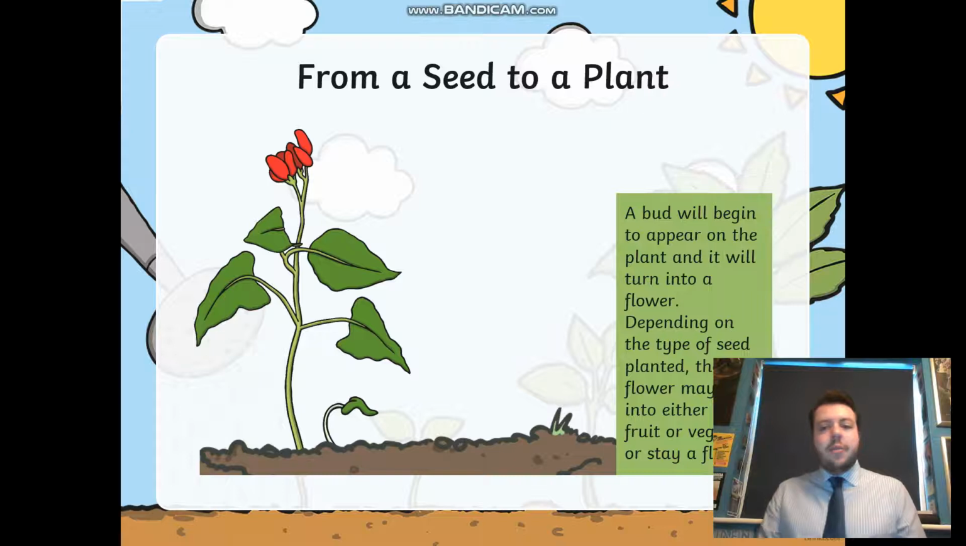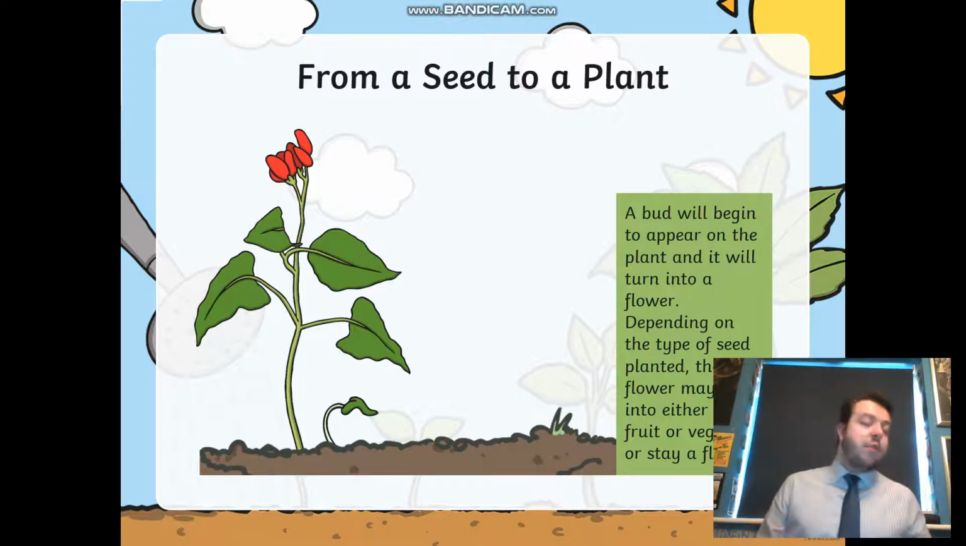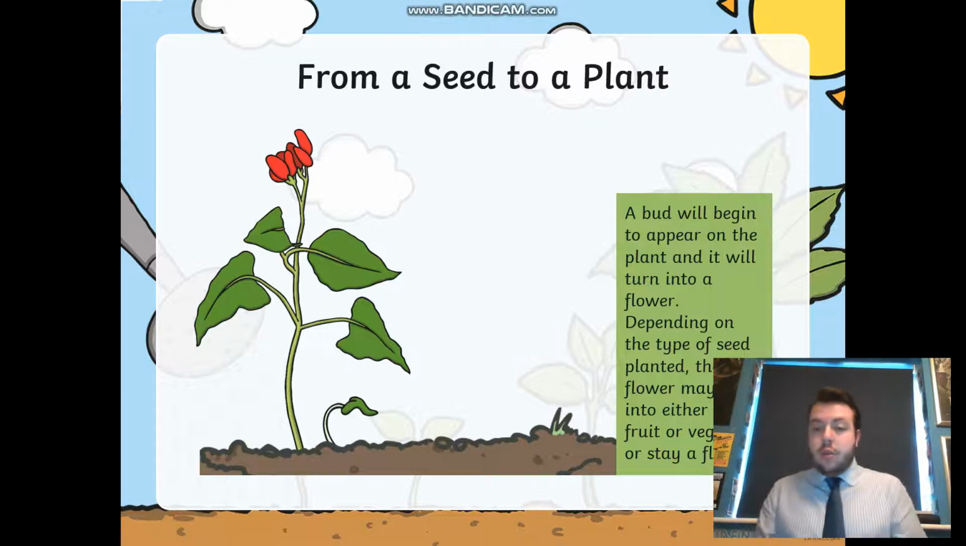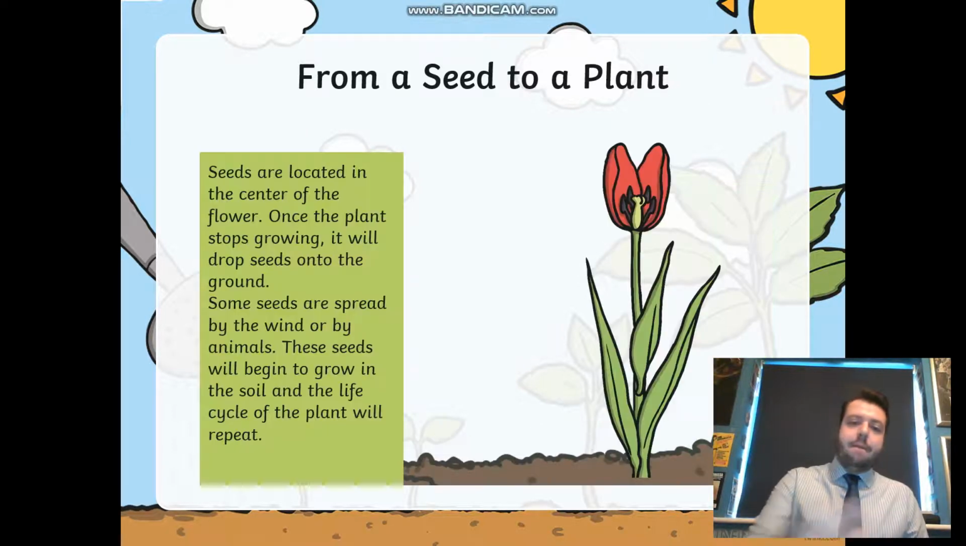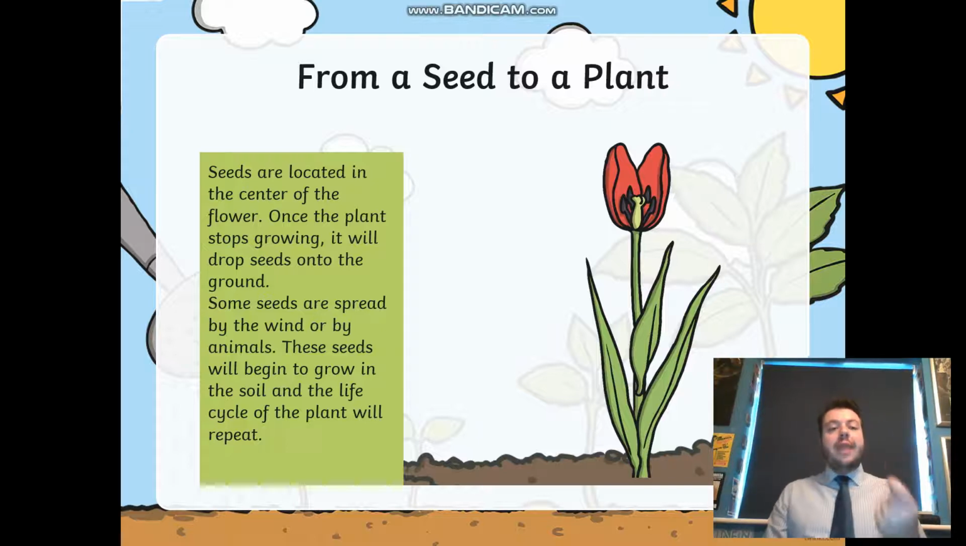The next stage, buds will begin to appear at the top of a plant, and they will then turn into a flower. And it depends on the type of seed what flower will actually come about. It may even turn into petals, or it may turn into fruit or vegetables, depending on the type of seed. The seeds are located at the center of the flower.